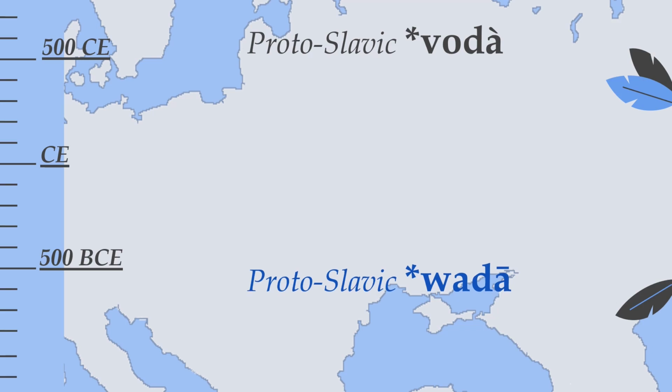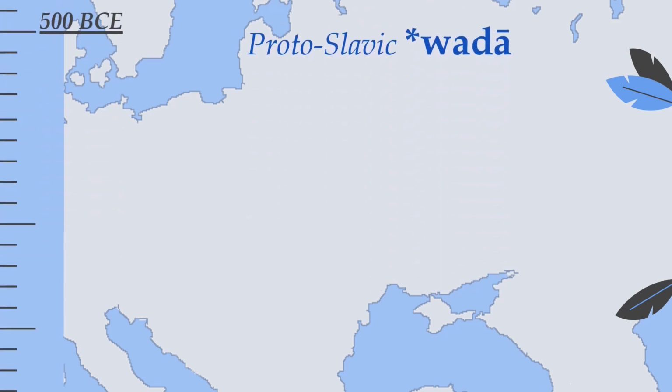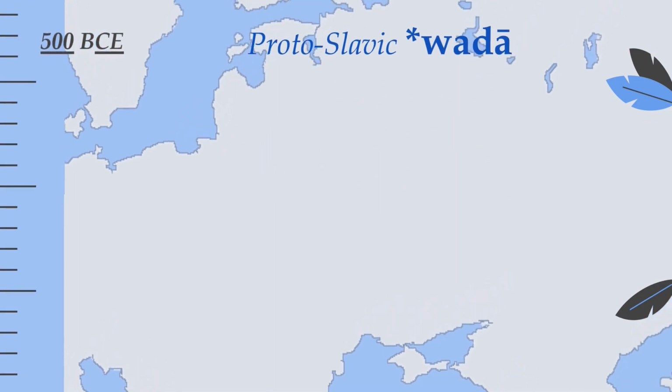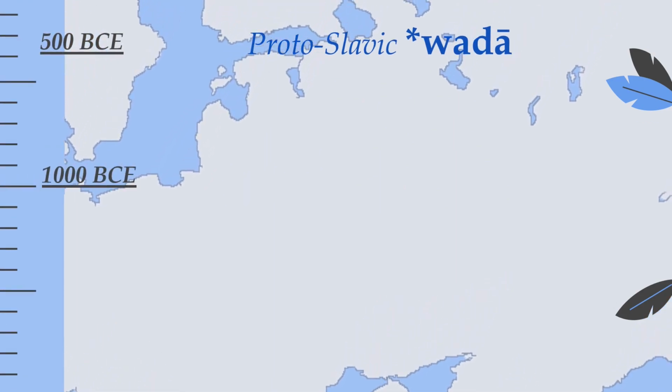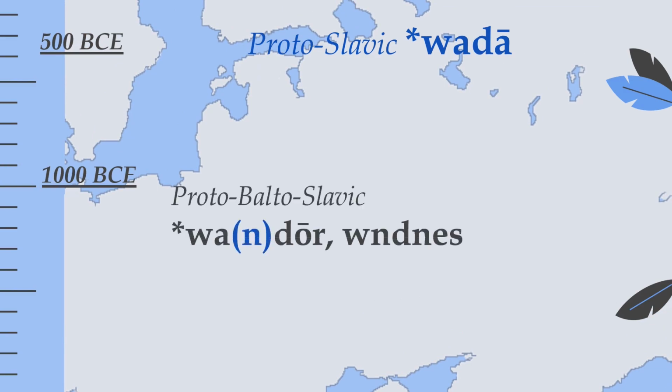Voda. We know that the Proto-Slavic language developed from Proto-Balto-Slavic, which was the language common for today's Slavs and Baltic people. That's why the earlier version of Voda in approximately 1000 BCE was Vodor or Wandor in the nominative case and Wundnes in the genitive case.